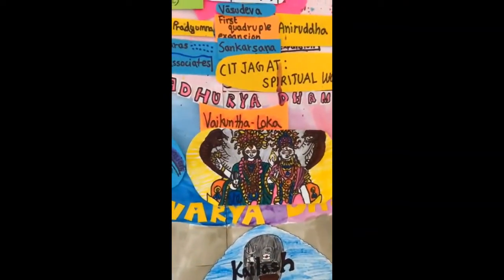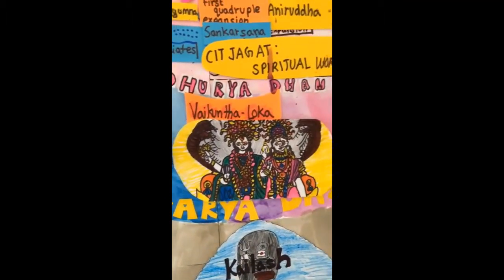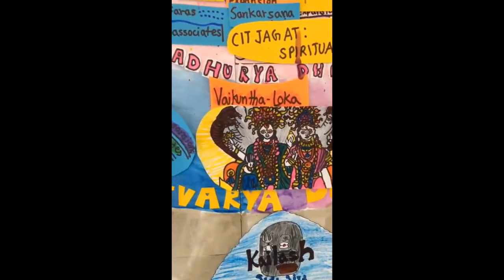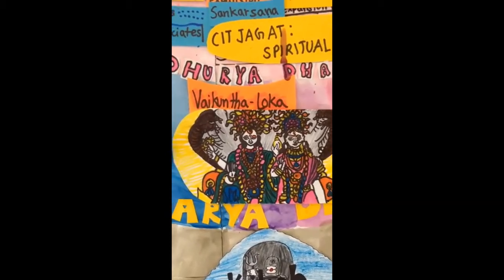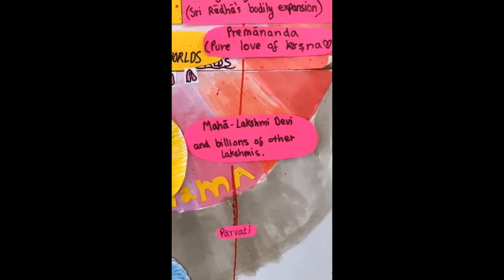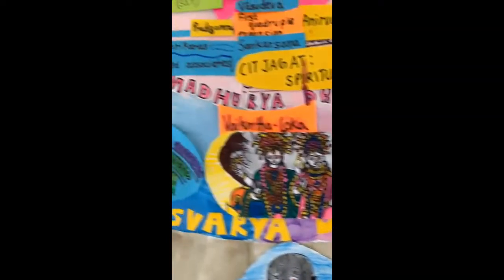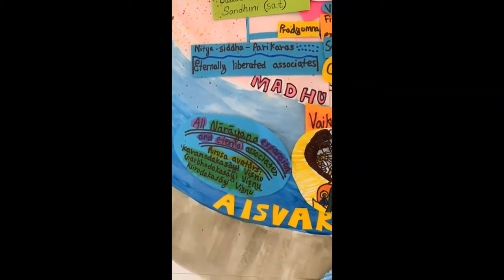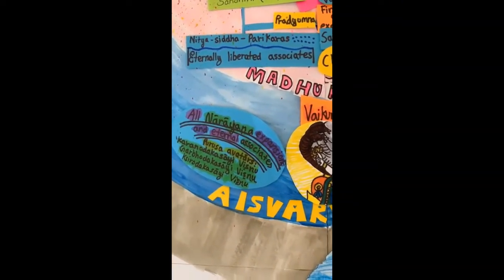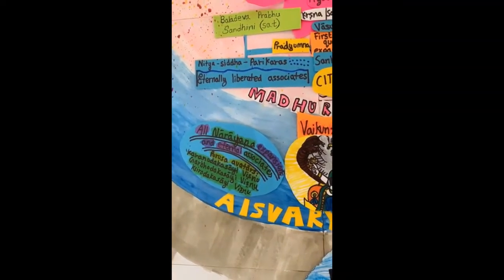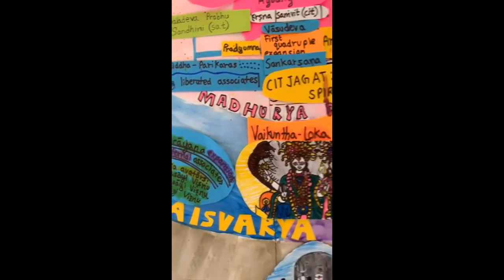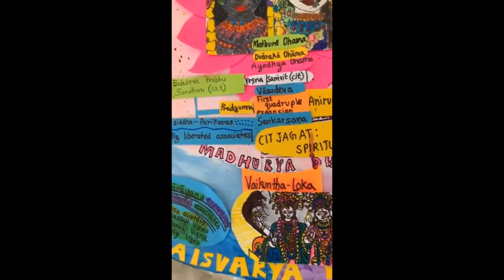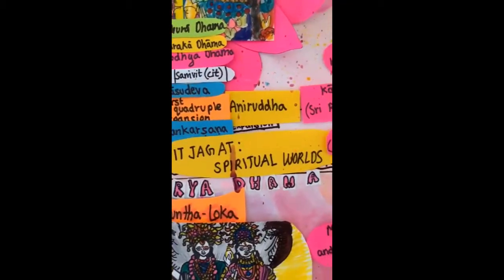Above that there is Vaikuntha Loka, where all the Vaishnavas go. This is also called Aishvarya Dham, and here Mahalakshmi Devi and billions of other Lakshmis reside. Here all Narayan expansions and eternal associates are found. The Purusha avatars are Karanodaka Sai Vishnu, Garbhodaka Sai Vishnu, and Kshirodaka Sai Vishnu. Above this, there is Madhurya Dhama, which is also called Chit Jagat, the Spiritual World.